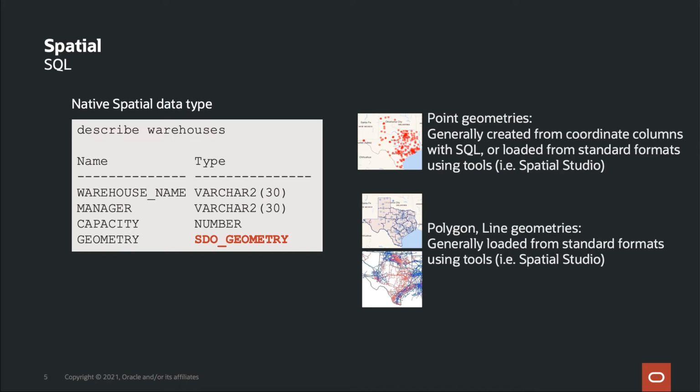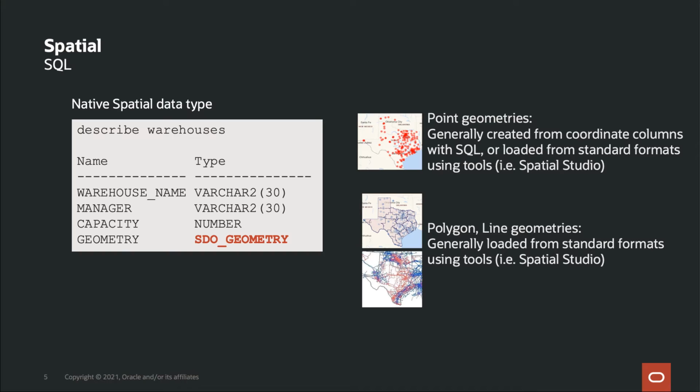At its core, Oracle Spatial provides a native spatial data type and along with that, a native spatial index. You can see here on the left is an example of a table called warehouses, and one of the columns in that table has a data type of SDO_GEOMETRY, and that is the name of the native spatial data type. You can see that that column has been named geometry, but the column could be called anything. The important thing is that the data type is SDO_GEOMETRY. That's the native data type.